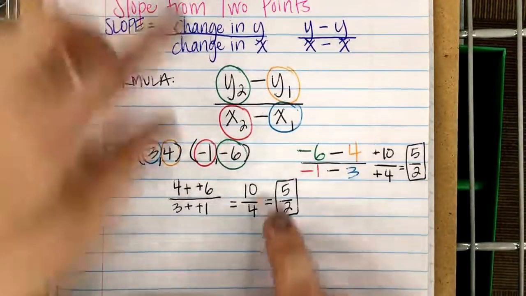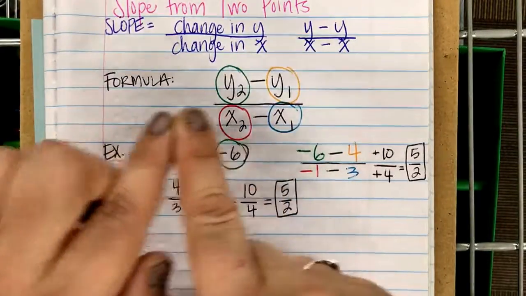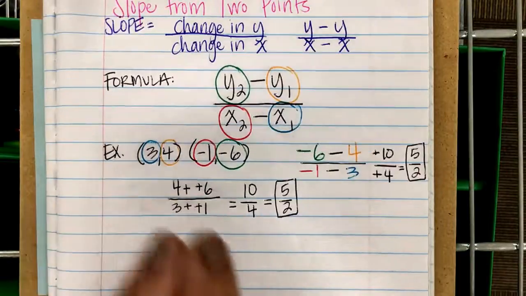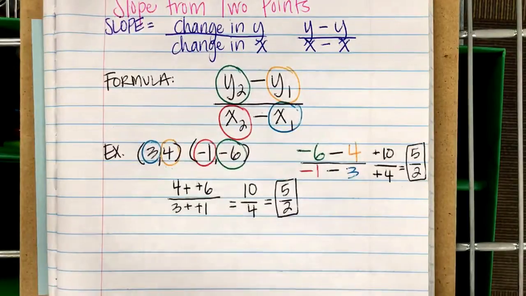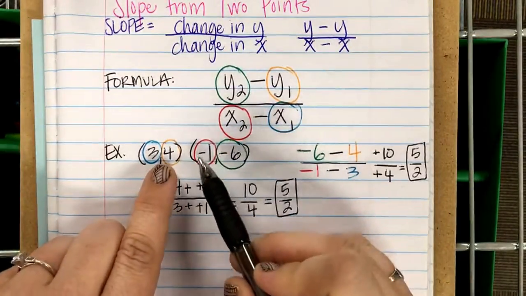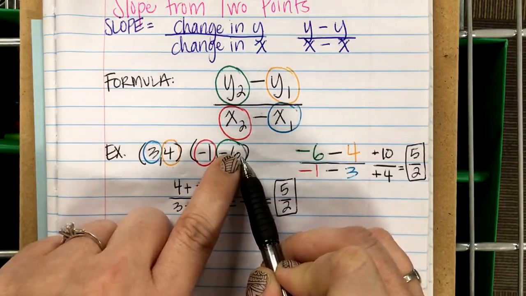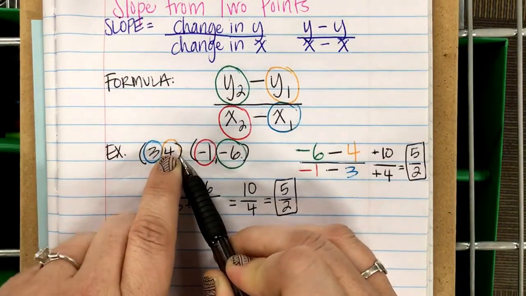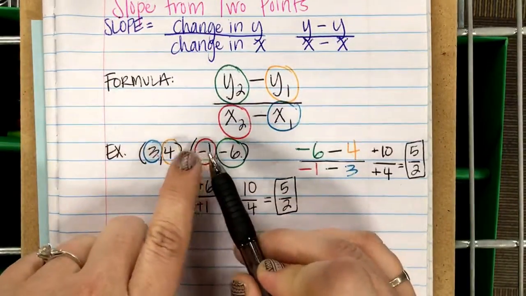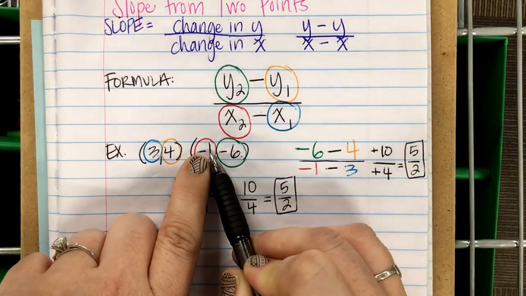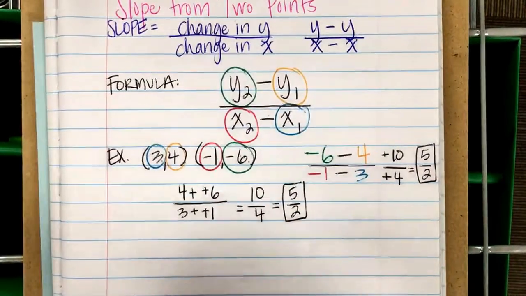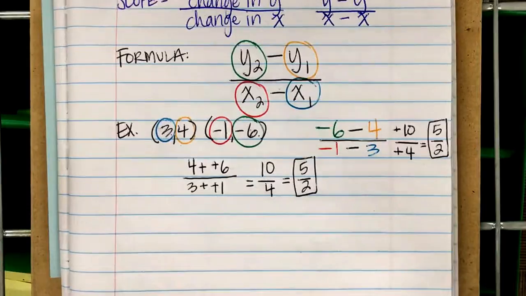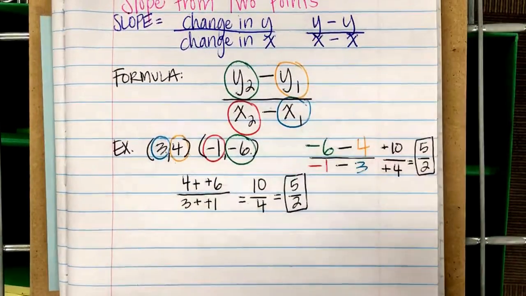Because if Ben does the second minus the first and the second minus the first, and Lily does the first minus the second and the first minus the second, every single time they will get the same answer no matter what. But if Mrs. Newer does y2 minus y1, and then she decides to do x1 minus x2, she will be wrong. You have to always start with the same ordered pair. It's change in y over change in x. Y minus y over x minus x, in the same order every time.